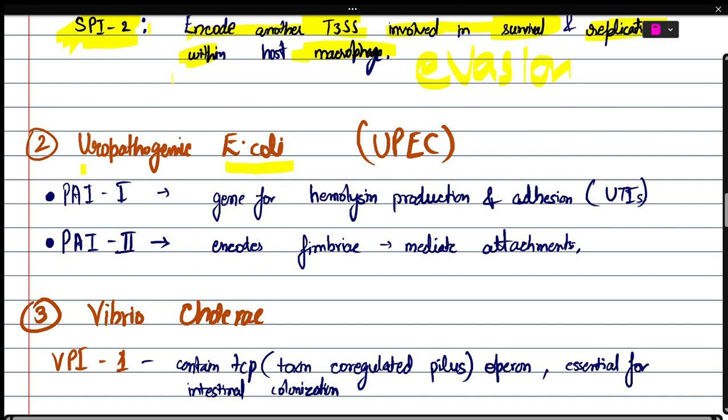coli, which we call uropathogenic E. coli, or UPEC in short.